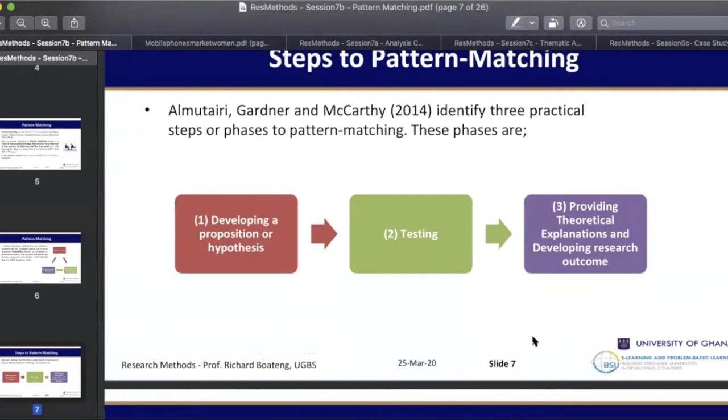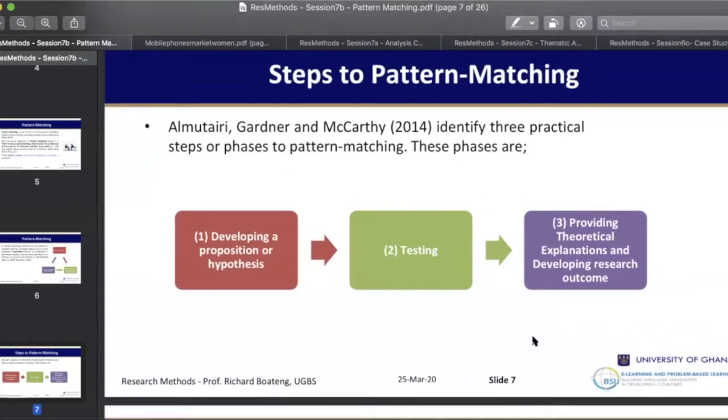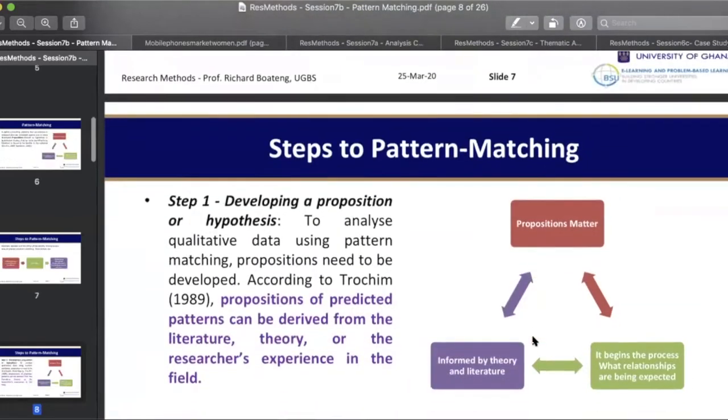Al-Mutari, Ghana, and McCarthy identify three practical steps or phases in pattern matching. The phases are: develop your propositions, test them, and provide theoretical explanations and develop research outcomes. So everybody doing pattern matching should have some propositions developed from the literature, the theory, or the conceptual framework they may be using. They go to the field, collect data to test these relationships, and then look for explanations for finding validity and reliability for those relationships, or not.